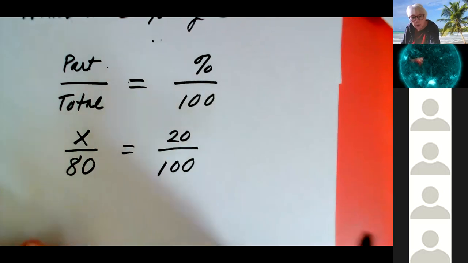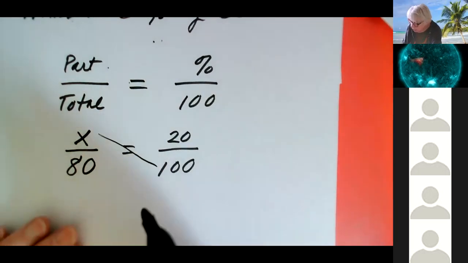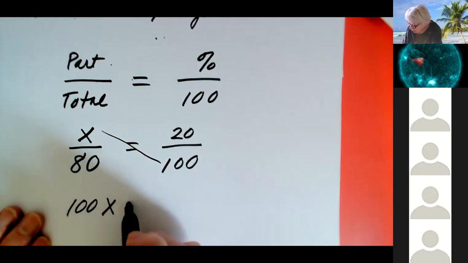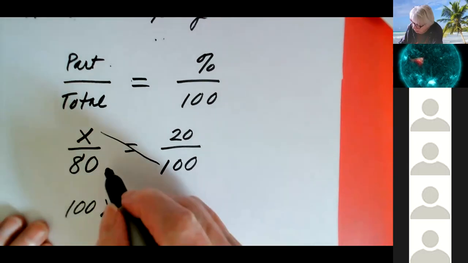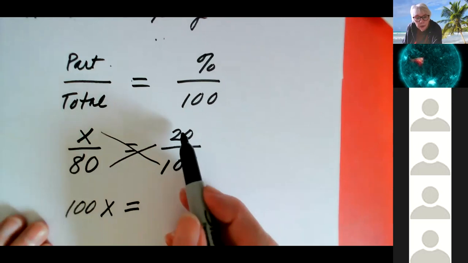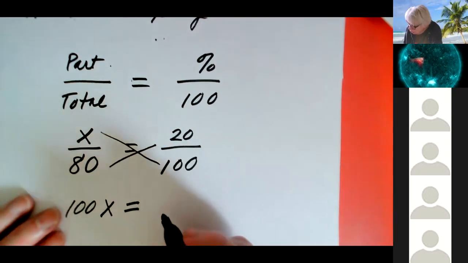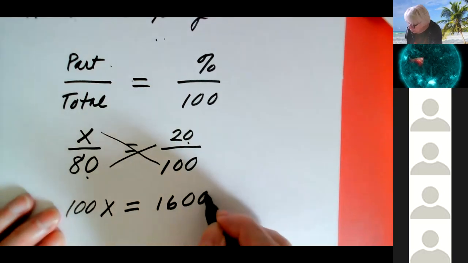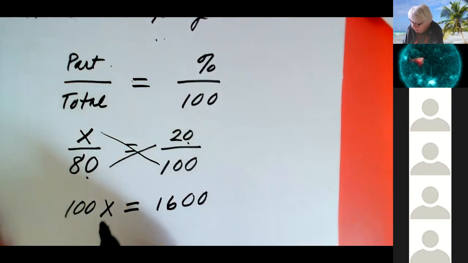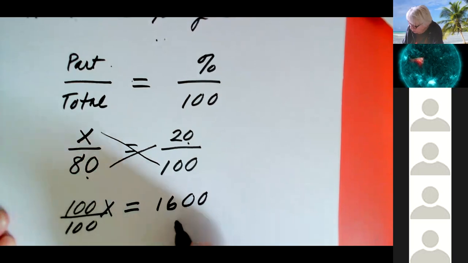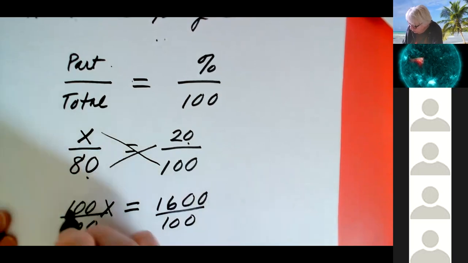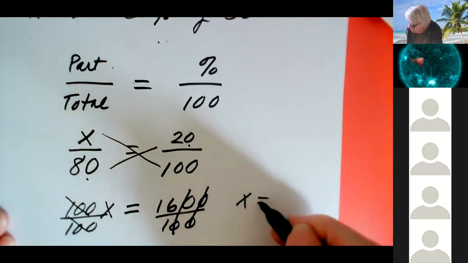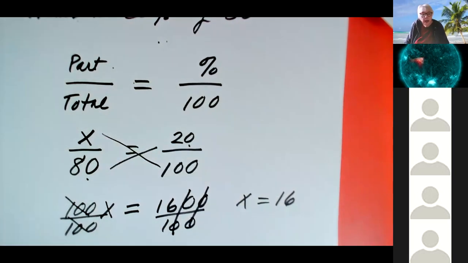So this also will solve. This is x times 100, which I would write as 100x equals 80 times 20. Well, 8 times 2 is 16 with 2 additional zeros. And if I divide by 100, divide by 100, X is 16. That was the answer we had before.